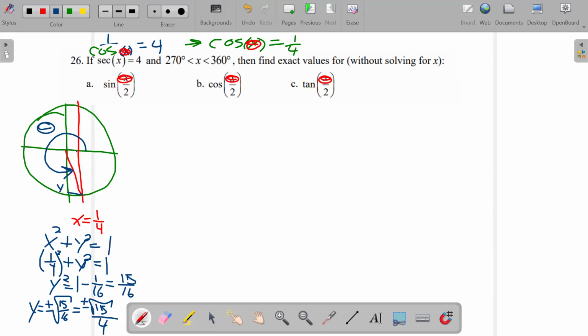So now for this particular angle where the secant of theta is equal to 4, we know that the cosine is 1/4 and the sine is, in this case, the negative square root of 15 over 4. And now I can use our identities to rewrite, say, part A, sine of theta over 2.